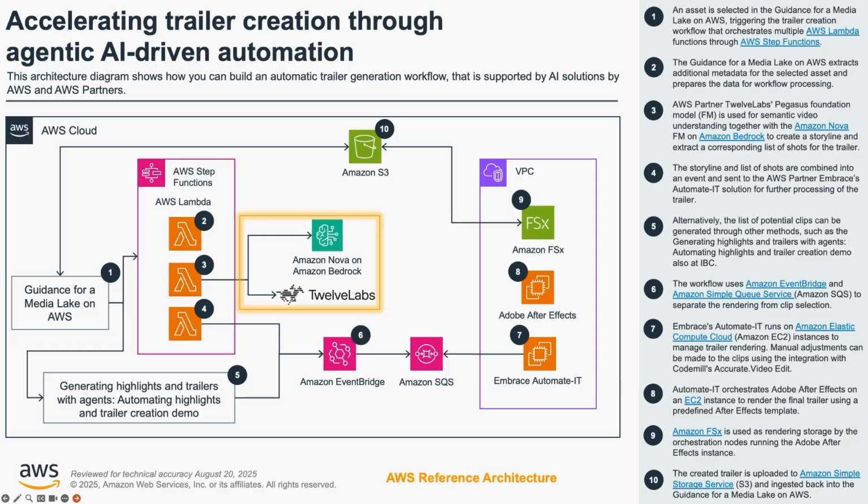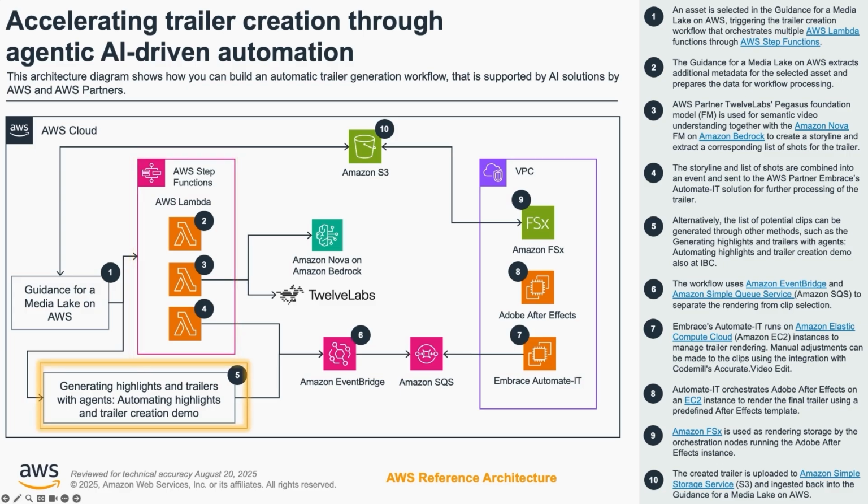TwelveLabs allows us to do a contextual analysis of the video, and you can also use prompts to, for example, generate a storyline or also do a pre-selection of clips. The TwelveLabs Pegasus model, the model that we're using here, is also available on Amazon Bedrock, which allows you to easily experiment with the prompting capabilities that we are using for this demo. Once we are done with the pre-selection of the clips, we're just sending out the summary to the following processes.